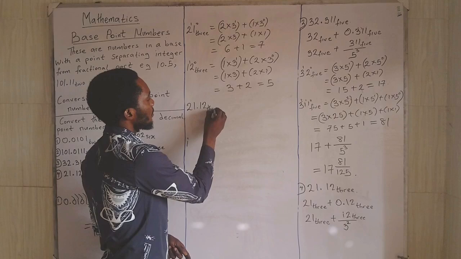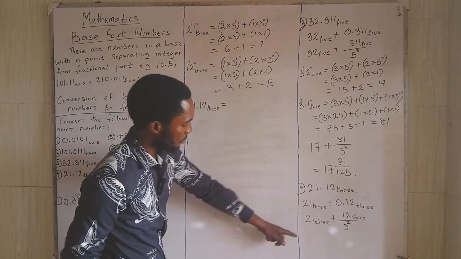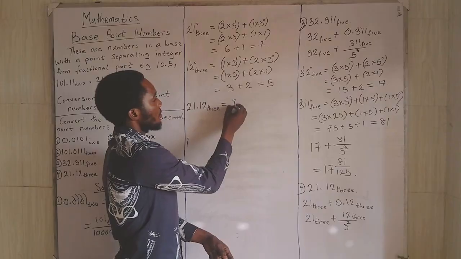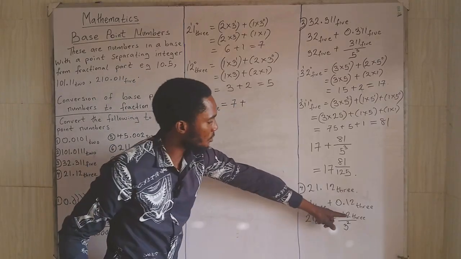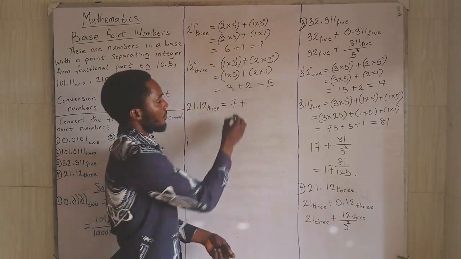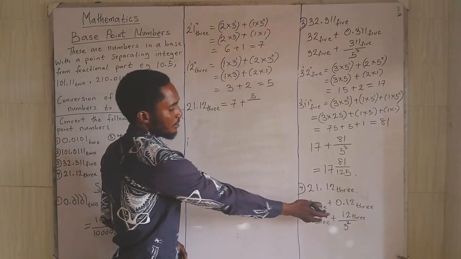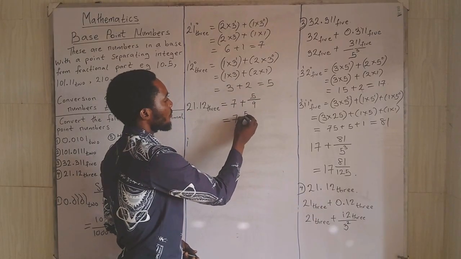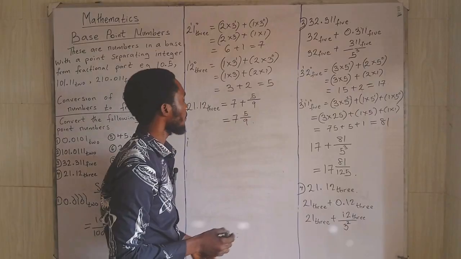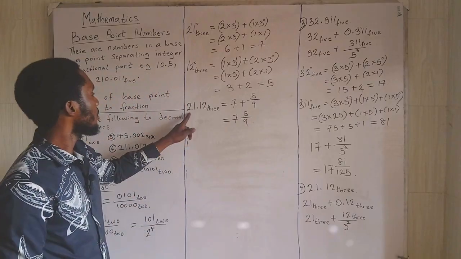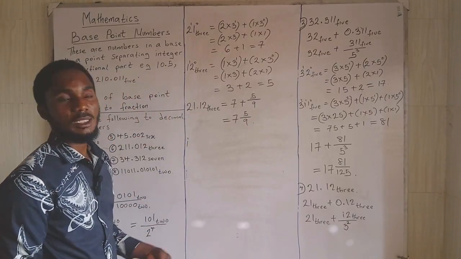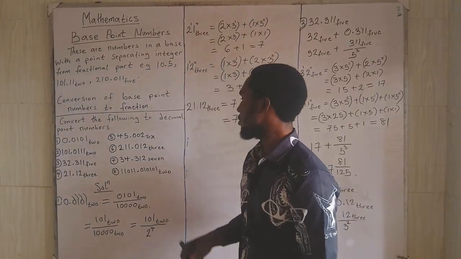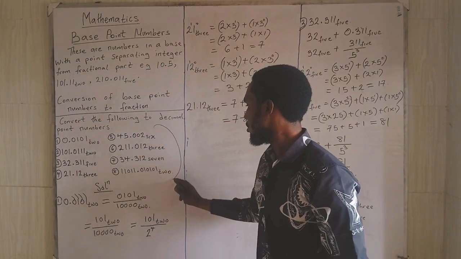21.12 base 3 is equal to 21 base 3, which is 7, plus 12 base 3, that is 5, over 3 raised to the power of 2, that is 9. This is equal to 7 whole number 5 over 9. The fraction of 21.12 base 3 is 7 whole number 5 over 9. What will be the solution to 5 to 8?